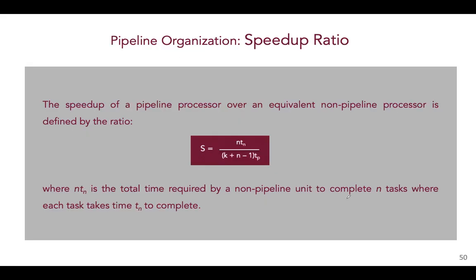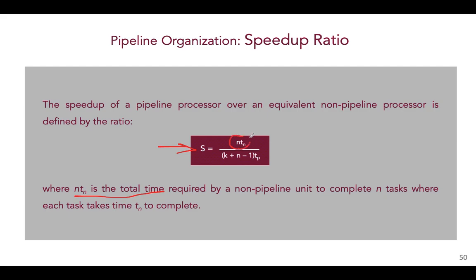All right, the next concept is speed up ratio. Again, these two concepts are closely related. That was speed up, this is a ratio. Now the speed up of a pipeline processor over an equivalent non-pipeline processor is defined by this ratio. If we are going to compare a pipeline system and a non-pipeline system, then a ratio comes in handy. And the ratio is nothing but the total time required by a non-pipeline unit to complete n tasks, divided by the amount of time it takes for a pipeline system to do the same task.